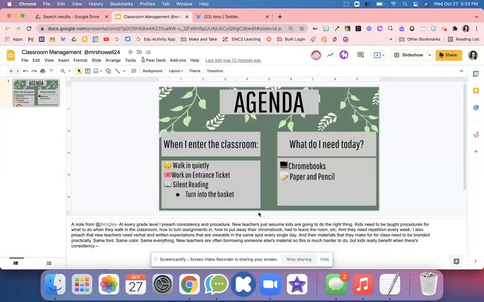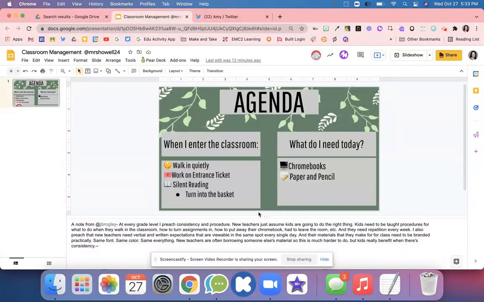And I think sometimes, I know I am guilty of this when I taught, I just assumed kids were going to do the right thing, and that wasn't always the case. And so I just love that she pointed that out. Oftentimes we think kids are going to do the right thing, but they really do need those procedures, and they need to know what is going to happen.